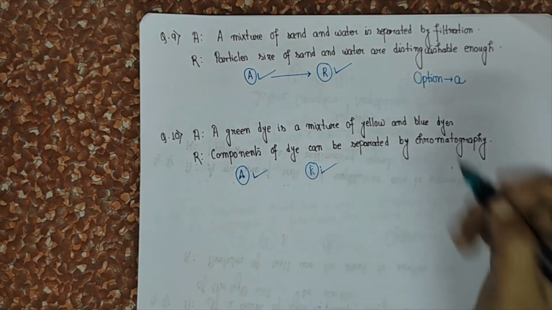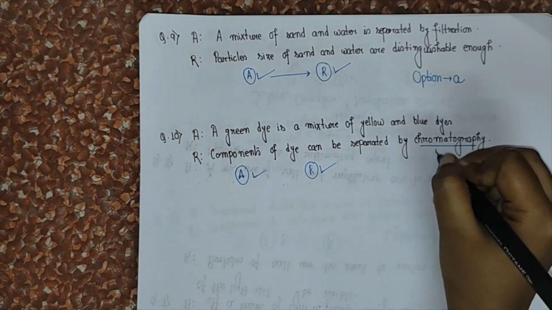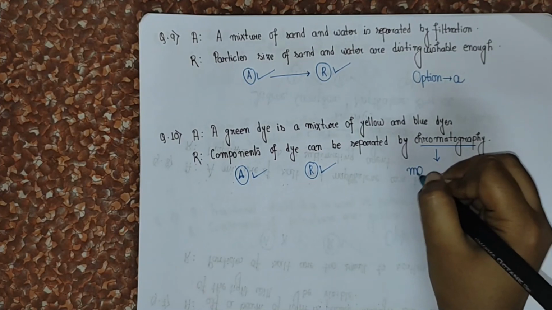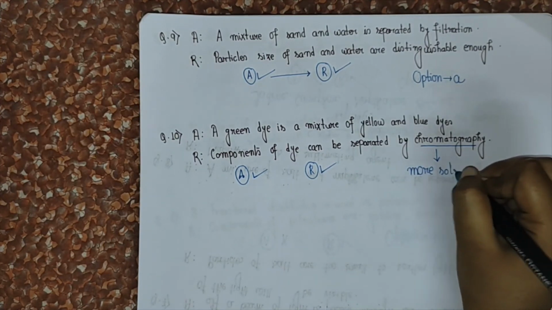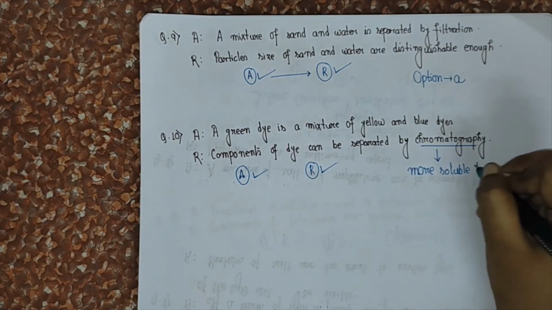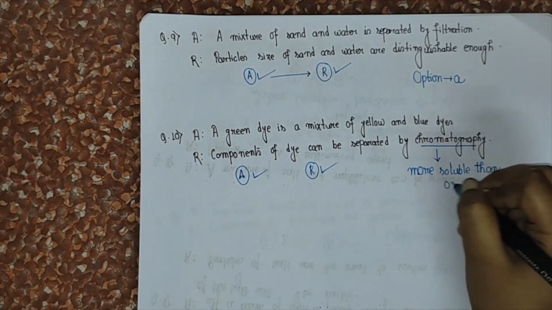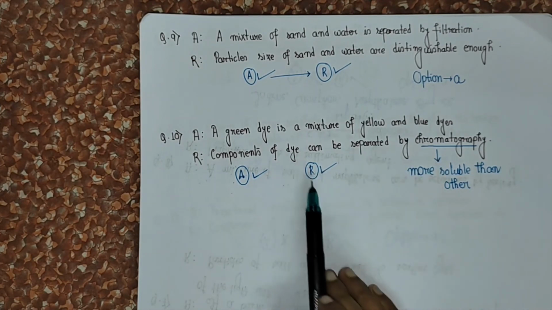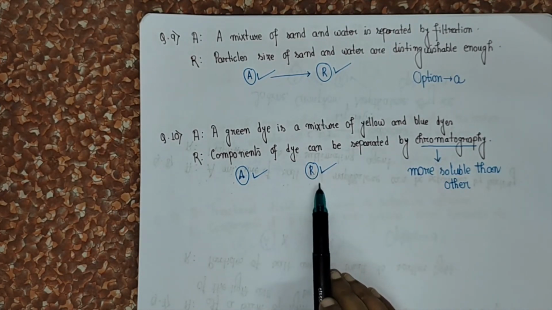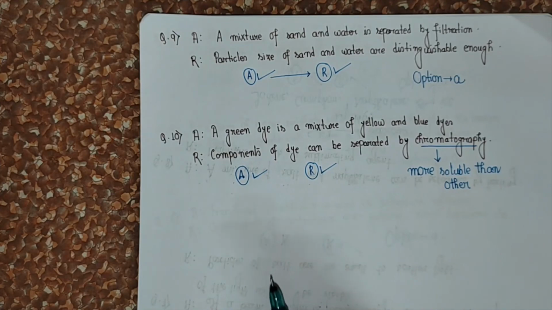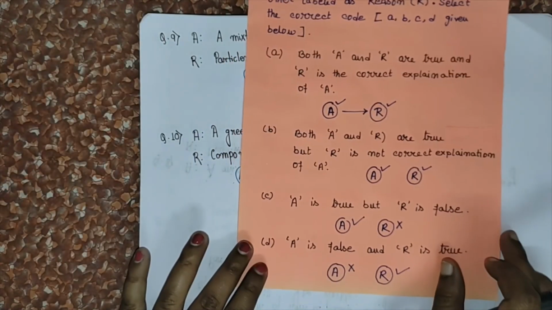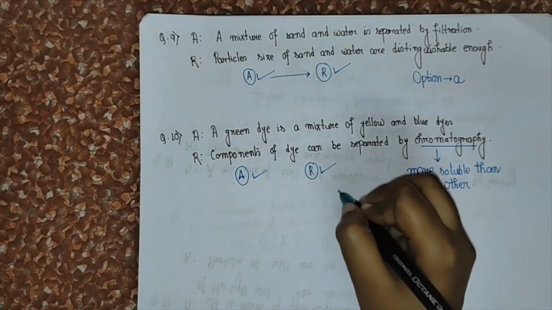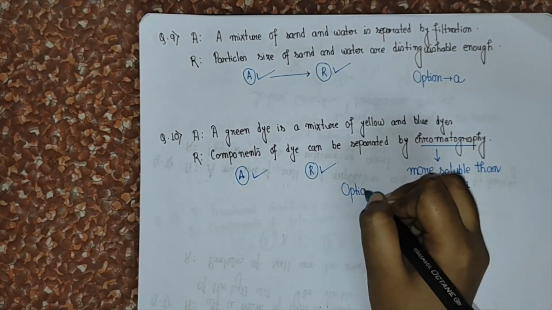So when can we apply this chromatography technique? When one of the substances is more soluble than the other. This is the basic principle of chromatography. So the assertion is correct, but the statement of reason is not the correct explanation of the assertion. So which option will we choose? We will choose option number B. So option B.